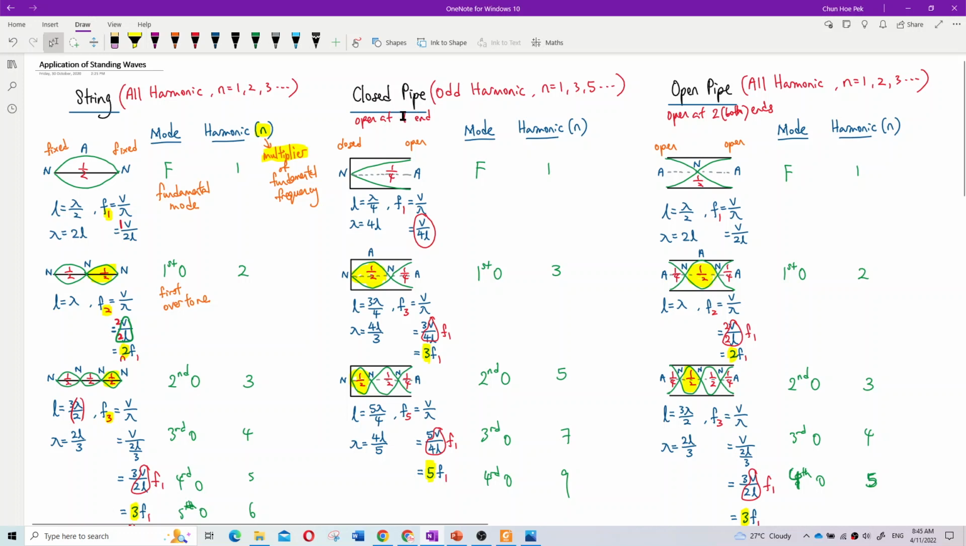Why is it like that for a closed pipe? So now we go to the closed pipe. An open pipe is actually similar to a string, yeah? Open pipe is similar to string. Now we look at the closed pipe first, yeah?